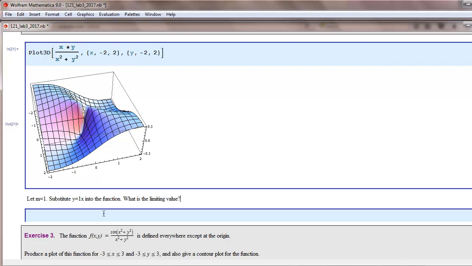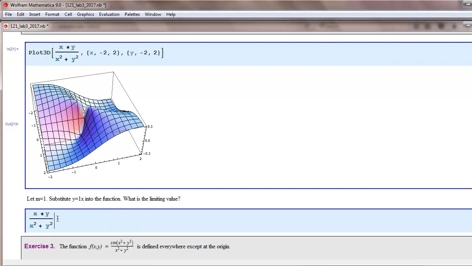Okay, so here's what I want to do. My original function looked like x times y, but I'm going to make the substitution that y equals x. So this is going to be an x. Down here, instead of y squared, this is just going to be an x squared. Now the question is, what is the limit of that function?